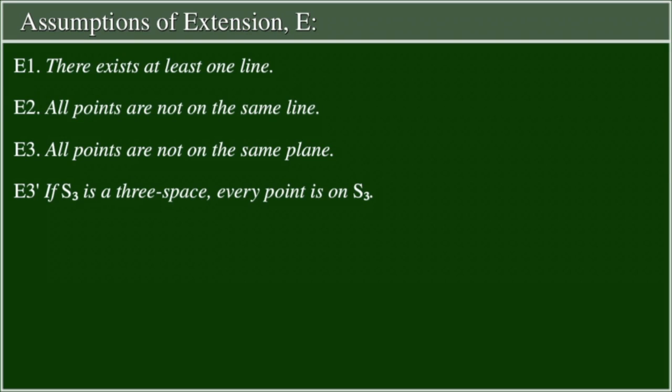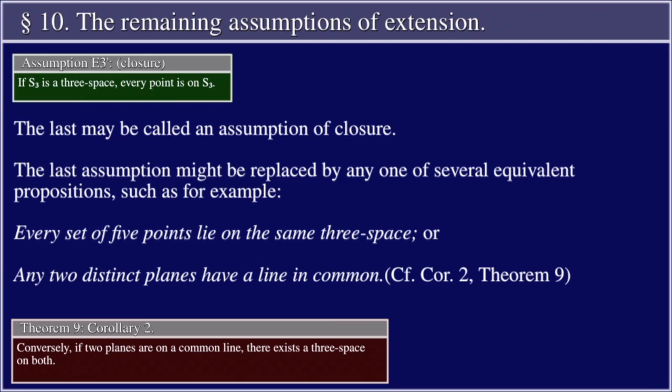Assumptions of extension, E. E1, there exists at least one line. E2, all points are not on the same line. E3, all points are not on the same plane. E3 prime, if S3 is a 3-space, every point is on S3. The last may be called an assumption of closure.